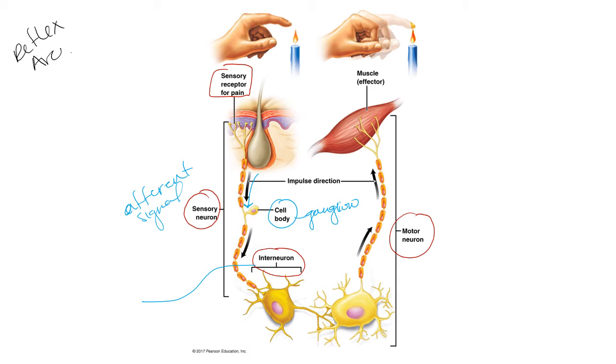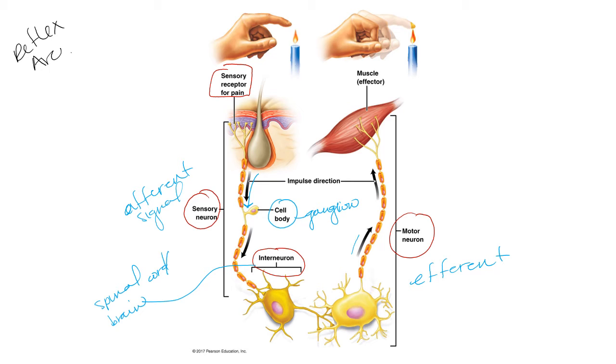Interneurons can be in the spinal cord. They can also be in the brain. So we'd find these in both spots, the spinal cord or the brain. But basically that interneuron is going to make a decision, and it's going to say, okay, I feel pain. I need to send a signal that moves my hand away from that pain. So it's going to send an efferent signal, a signal that leaves the brain or spinal cord, and it's going to send that signal down a motor neuron.